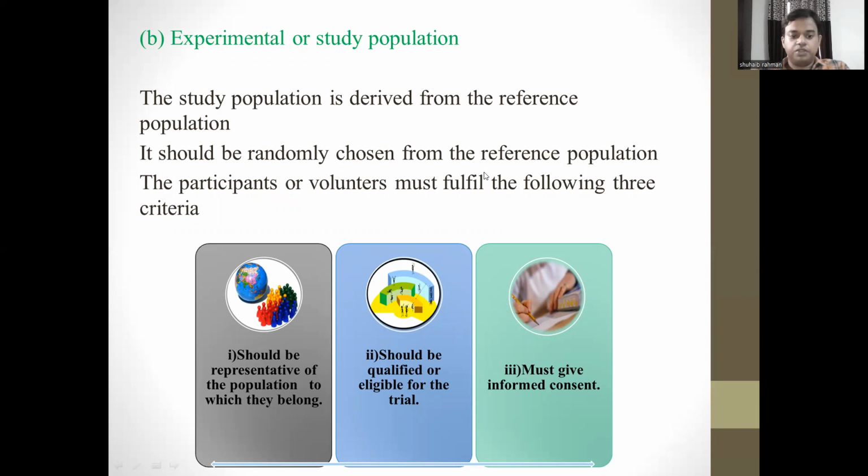It should be representative of the population to which they belong. Like, if we are going to test a drug on diabetic patients, your study population should be diabetic, otherwise the study is not going to be correct. They should be qualified or eligible for the trial. And this patient should not have any other medical complications, or our trial is going to harm him. We are not supposed to use such patients. And they must give informed consent. Consent should be taken beforehand from the participant.